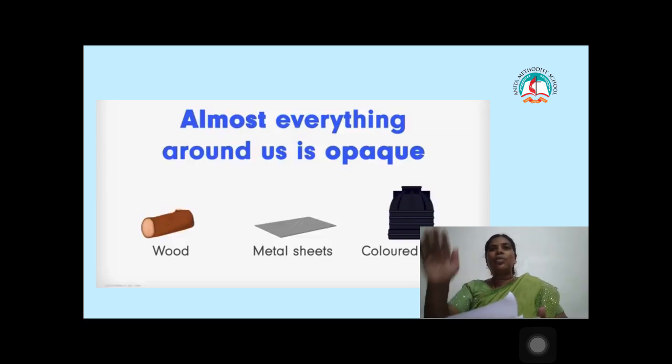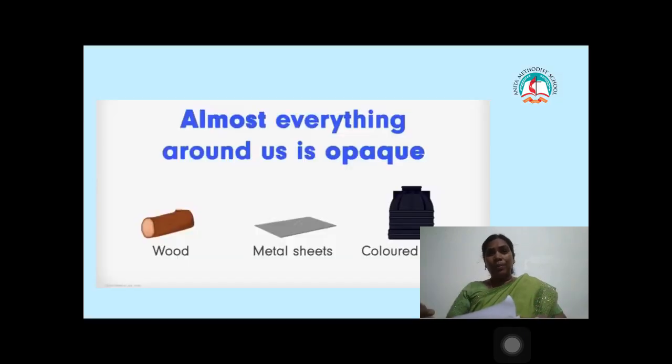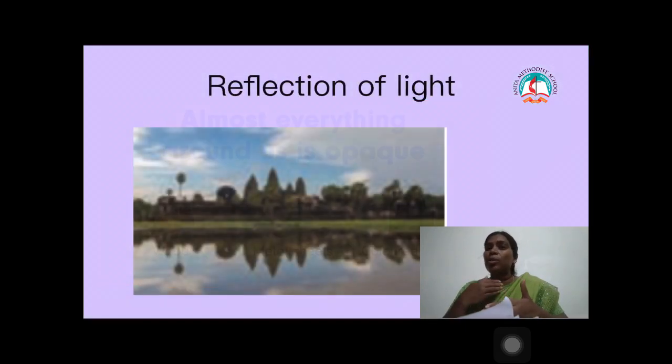When the light is passed through, we call that a transparent object. When only some of the light is passed through, we call that a translucent object. Some objects do not allow the light to pass, and we call that an opaque object. Examples for opaque objects: wood, wooden window, logs, then steel. These do not allow the light to pass through them.